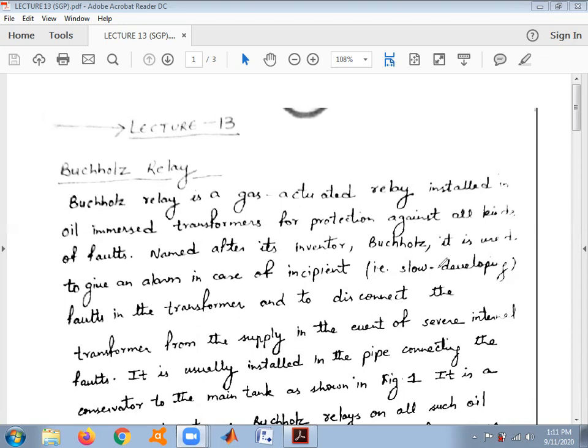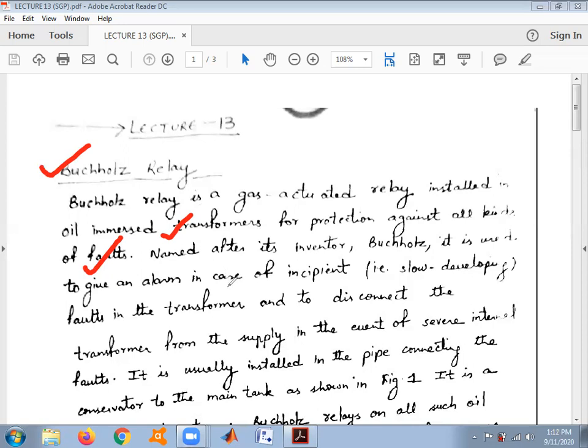For the protection against any category of faults, the most commonly used relay is the Buckholz relay. Buckholz relay is basically a gas actuated relay installed in every oil immersed transformer for protection against all types of faults. ठीक है. सो बक्कल्स रिले ऐसी रिले है जो ऑलमोस्ट सभी ट्रांसफार्मर्स में आपको लगी दिखेगी. सो इंस्टॉल्ड फॉर द प्रोटेक्शन अगेंस्ट ऑल काइंड्स ऑफ फॉल्ट्स. बक्कल्स रिले का नाम उसके इन्वेंटर से रखा गया है, बक्कल्स.